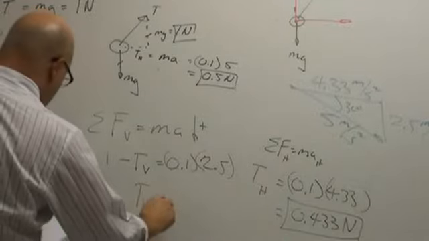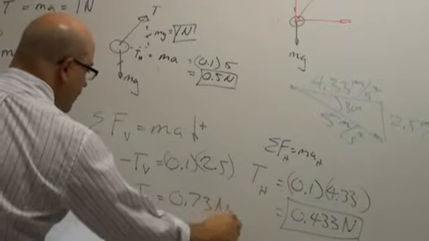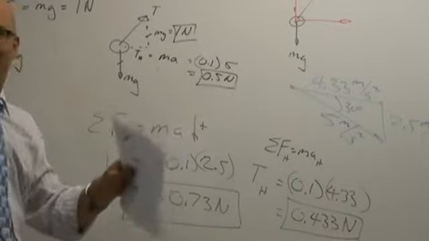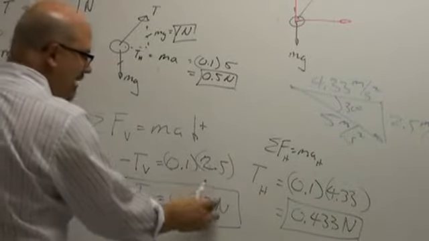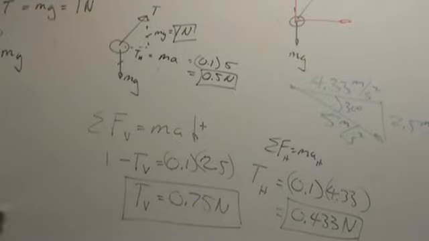And the vertical tension ends up being, what did I get? I got 0.73. Or, yeah, 0.75, sorry. You're right. In my notes, I used 9.8, and here I'm using 10, so that's 0.75. There we go. Thank you. All right?